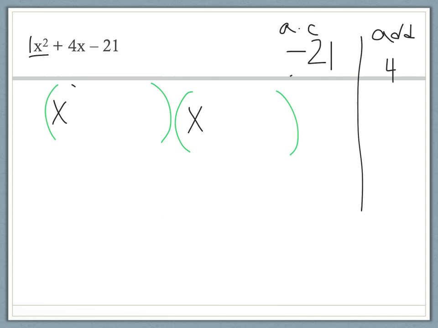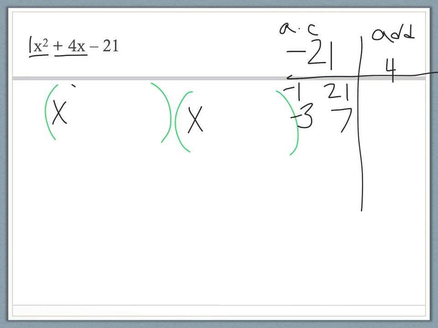Now when I figure out what multiplies to A times C, it's a negative 21. So I know that one's going to be positive and one's going to be negative. But we want it to add to a positive 4, so that means that our bigger number has to be positive. So I'm going to have a negative 1 and a positive 21. I'm going to go ahead and do 3 and 7.